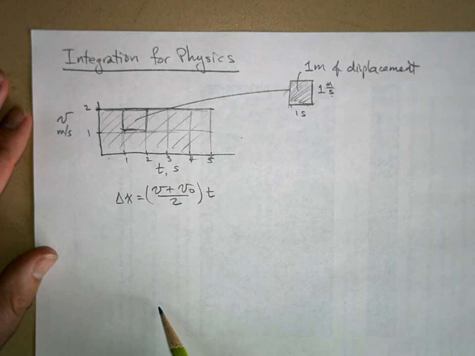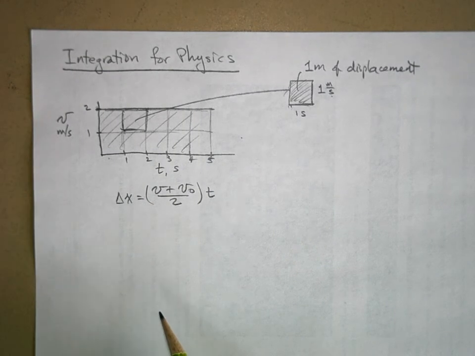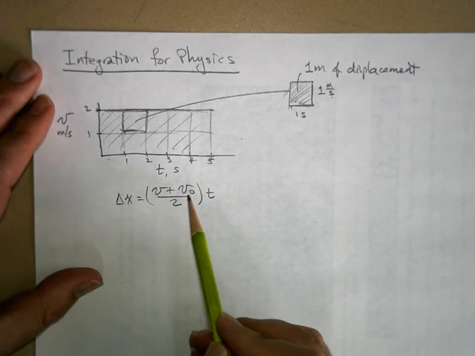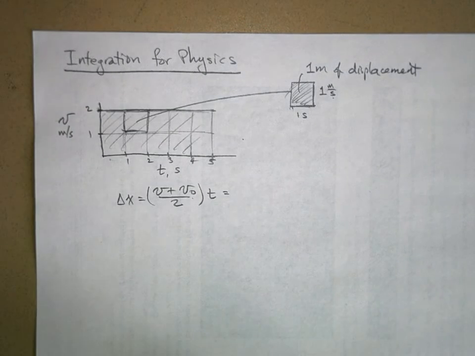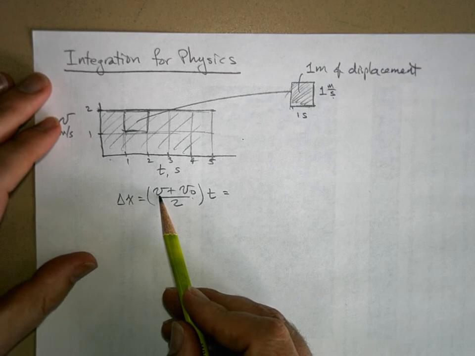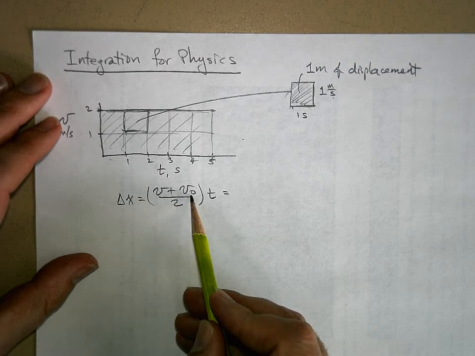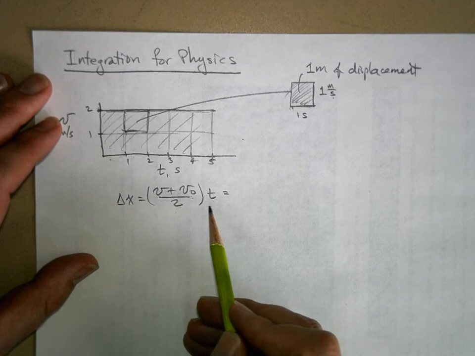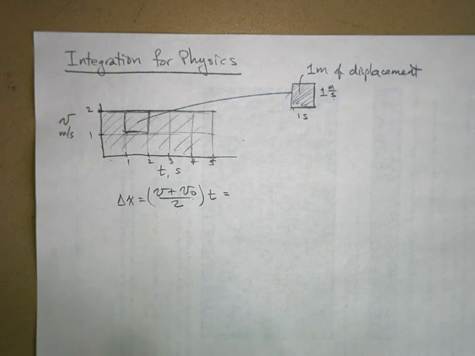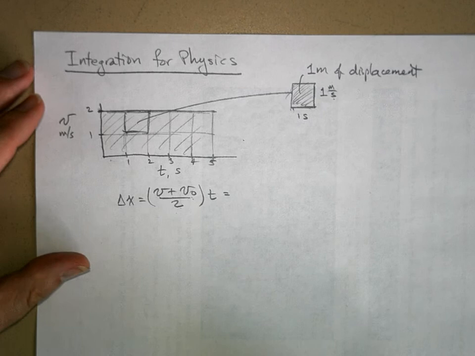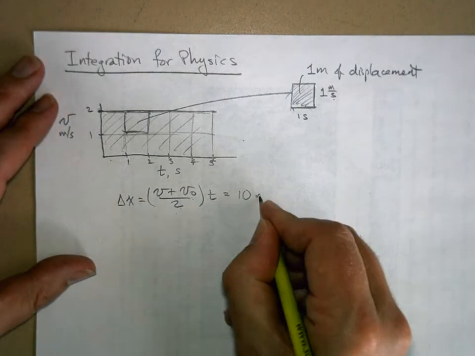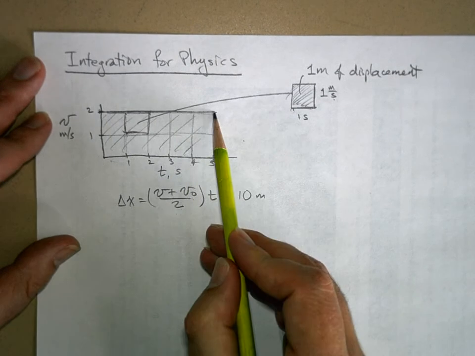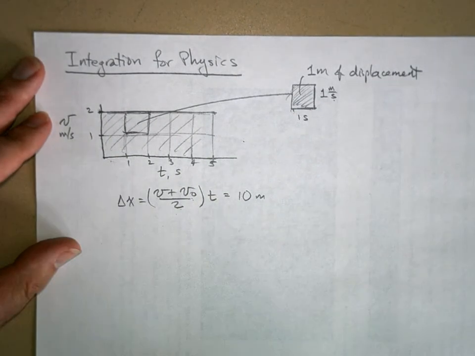What is the acceleration? The acceleration is 0, and it stays 0. So yeah, it's okay. Let's plug in our numbers here. You can say, well, this is 2 plus 2 is 4. 4 meters per second divided by 2 is 2 meters per second, times 5 seconds gives me 10 meters. This is v naught, this is the final velocity, this is the time. Plug it all in, you get 10 meters.